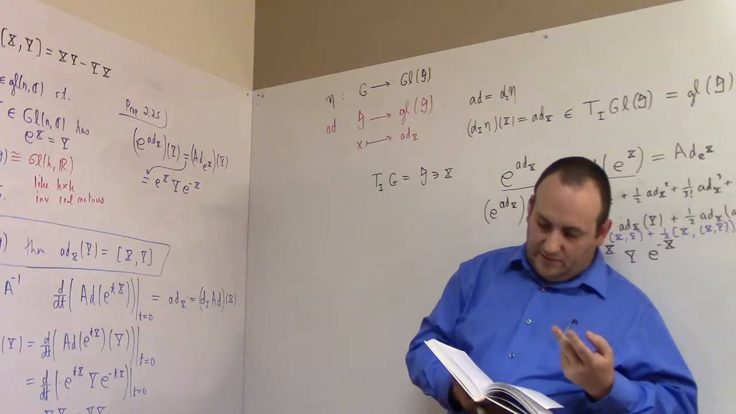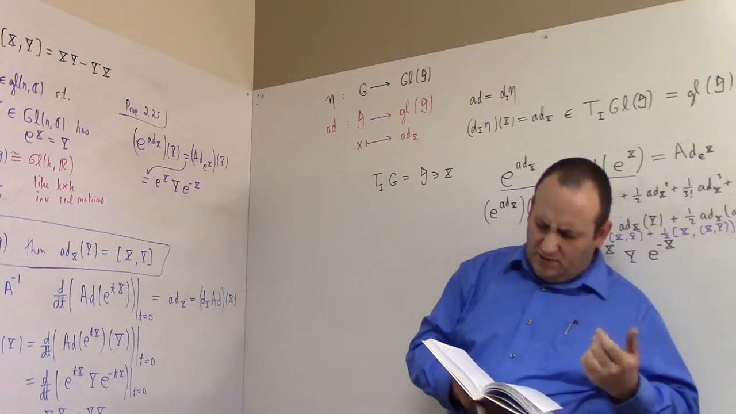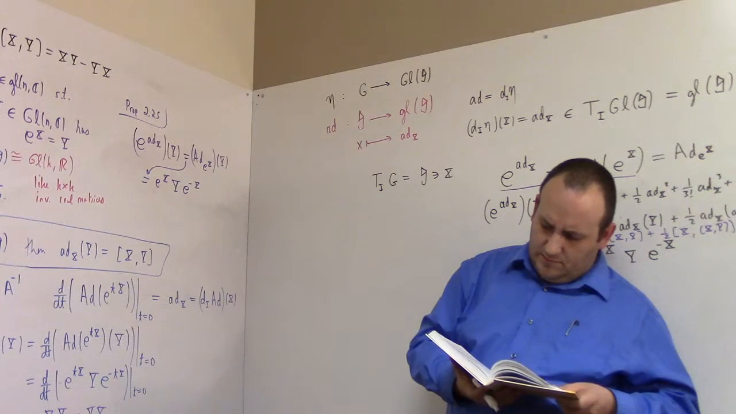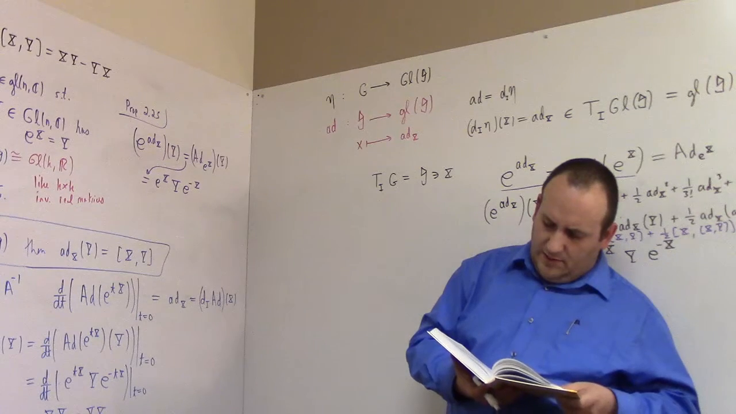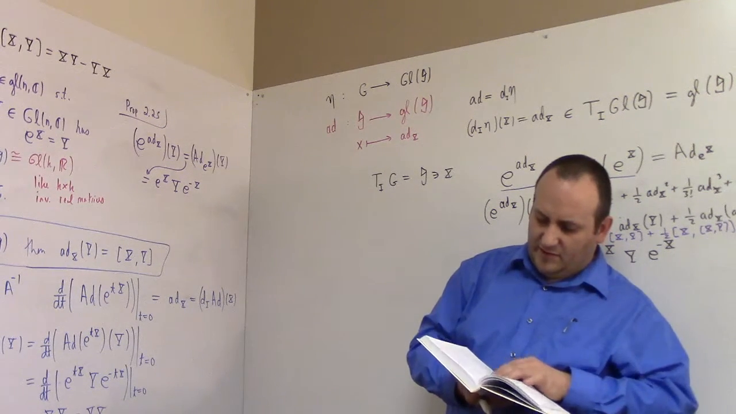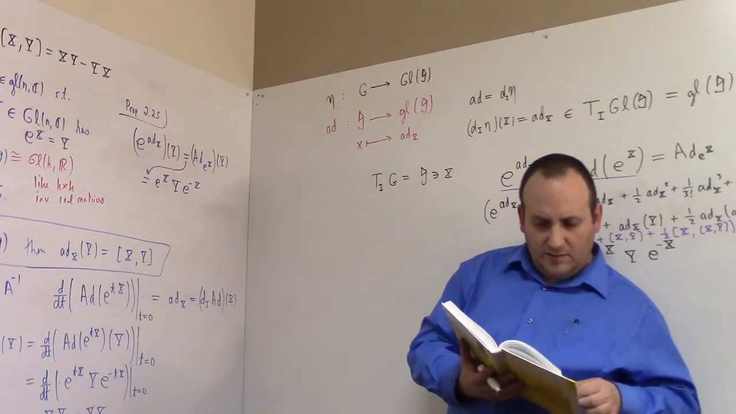Let's see here how to say this. Oh, he's comparing the group homomorphisms and the Lie algebra homomorphisms. I'm sorry, I wanted to say something else. Alright, it's just a quirky result, whatever.